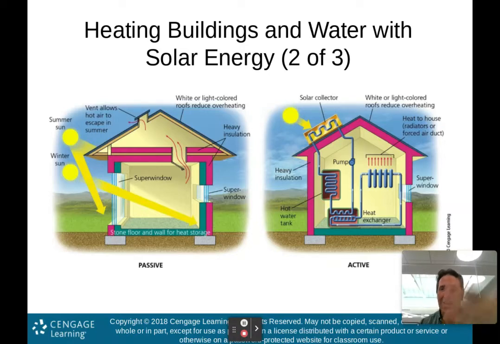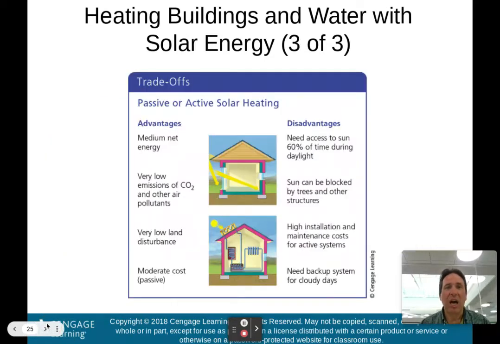But again, with active, you have this pump, you have water going through, and then that water releases the heat in a radiator type system. All right, so understand the difference between passive and active solar heaters here. Both are efficient ways to heat your home. But again, as always, there are some disadvantages, right? Here are your trade-offs, passive or active solar heating, either one.